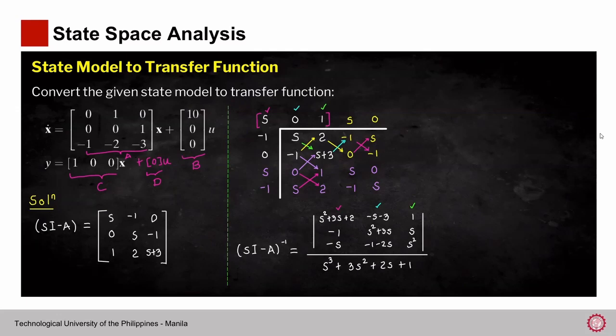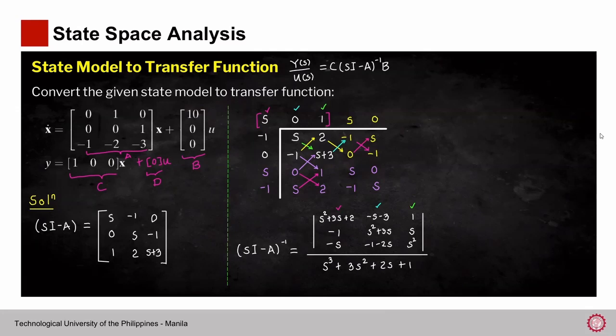So, yan na yun. That's the inverse of SI minus A. So, let's continue, guys, sa next step. Ano po ulit yung next step, sir? So, the next step is multiply this whole thing by the B. Kasi kung nare-recall nyo, guys, ano nga ulit yung formula na sinusunod natin? Yung sinusunod nating formula, y of s over u of s, this is given as C times SI minus A inverse times B.